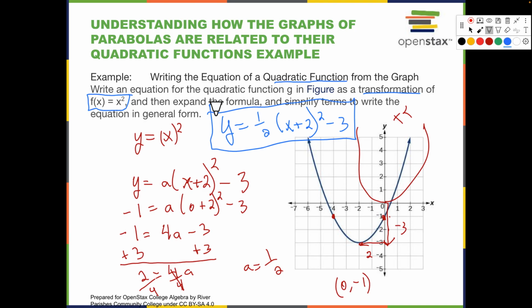Do you always use the y-intercept? The y-intercept's the easiest one because that gives an x equals 0. You don't have to. We could have used this point over here, which is -4, -1, but notice we would have had -4 here. Is there any case where you wouldn't be able to use the y-intercept?